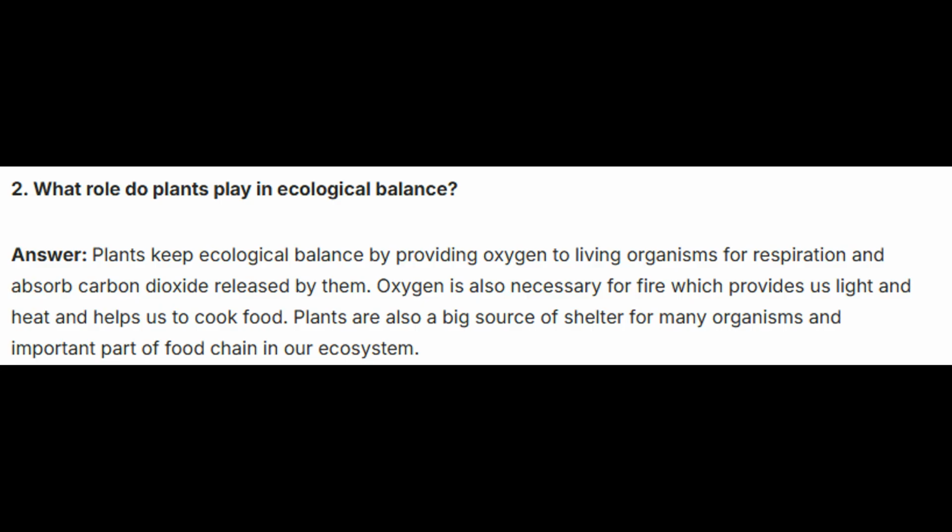Second, what role do plants play in ecological balance? Answer, plants keep ecological balance by providing oxygen to living organisms for respiration and absorb carbon dioxide released by them. Oxygen is also necessary for fire, which provides us light and heat and helps us to cook food. Plants are also a big source of shelter for many organisms and an important part of food chain in our ecosystem.